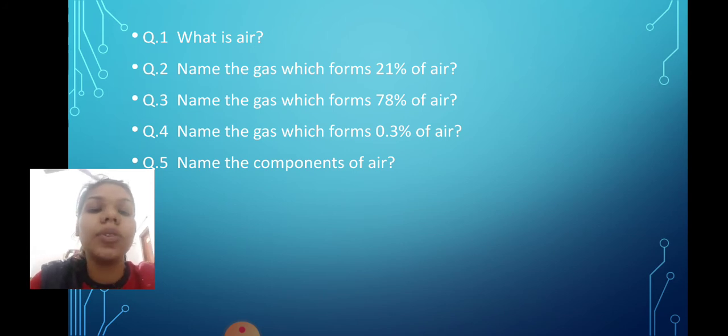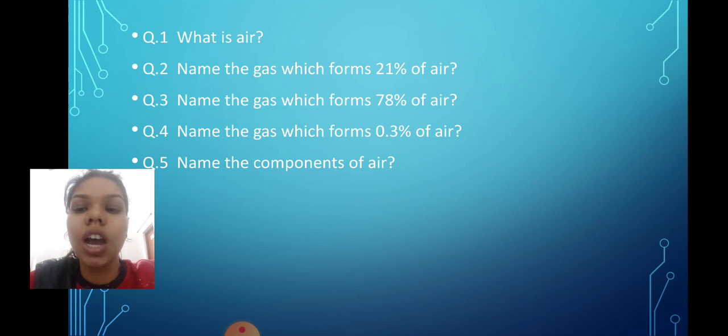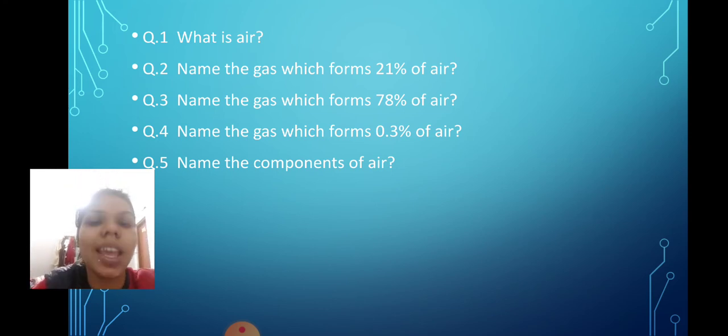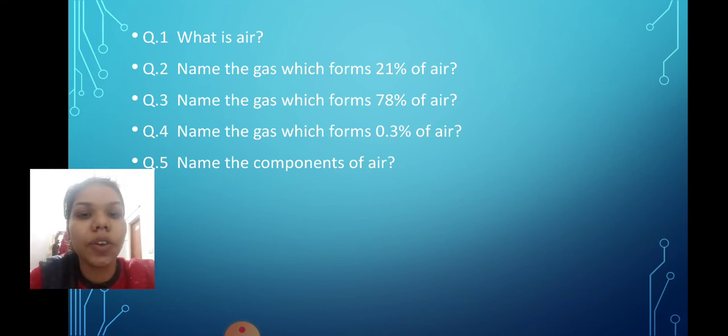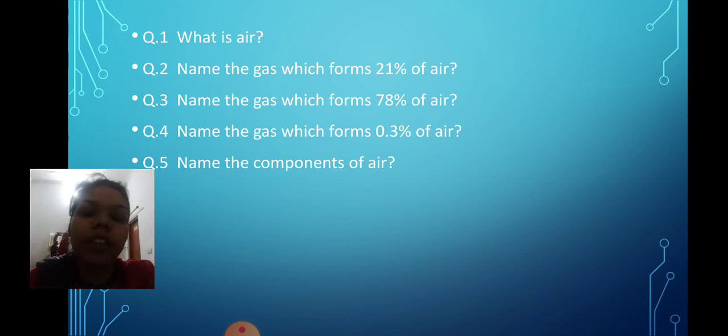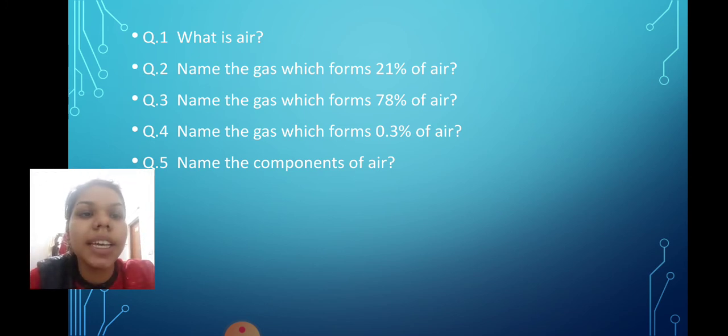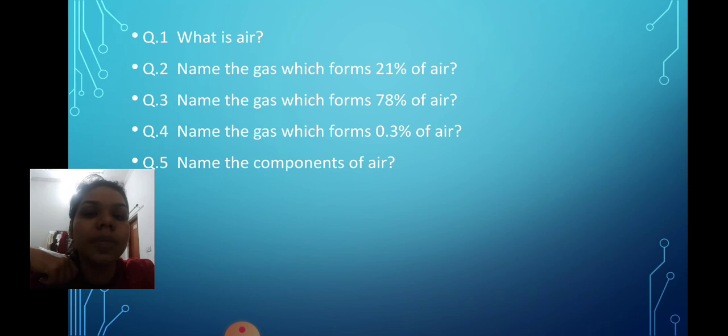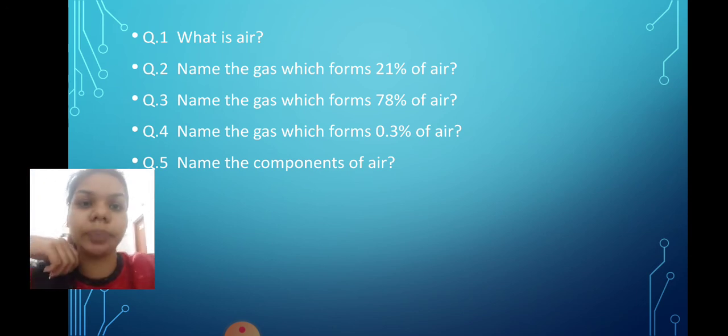Now I'm going to ask you a few questions based on whatever we have studied so far. What is air? Yes, air is a mixture of nitrogen, oxygen, carbon dioxide, water vapor, and a few other gases. Name the gas which forms 21% of air. Oxygen forms 21% of air. Name the gas which forms 78% of air. Yes, nitrogen forms 78% of air.